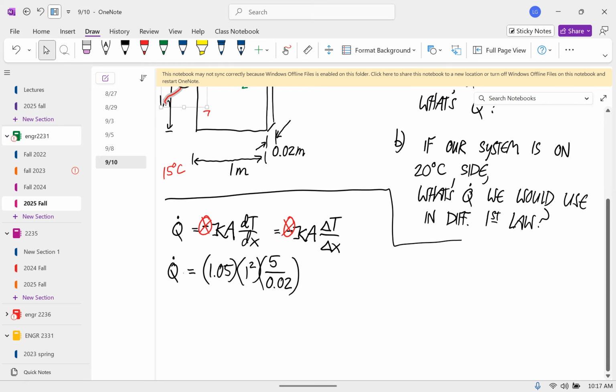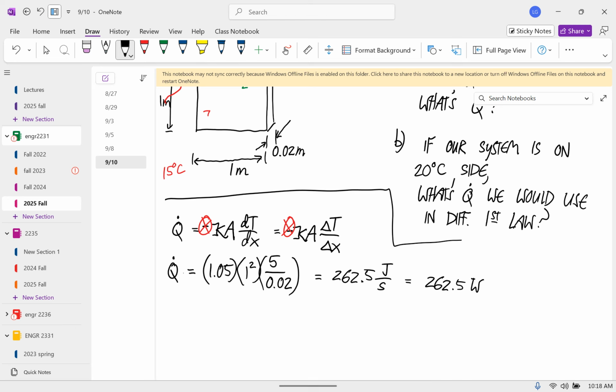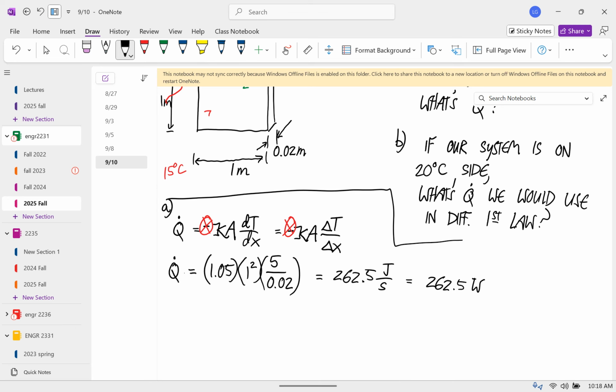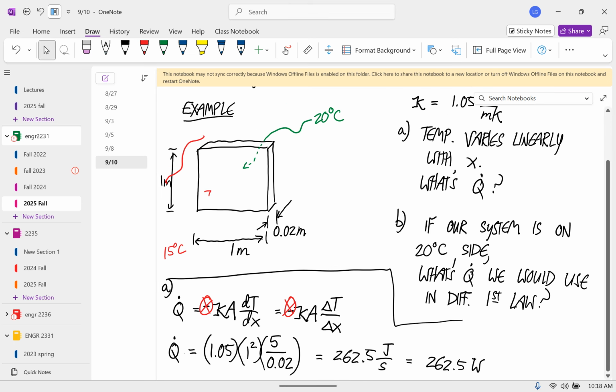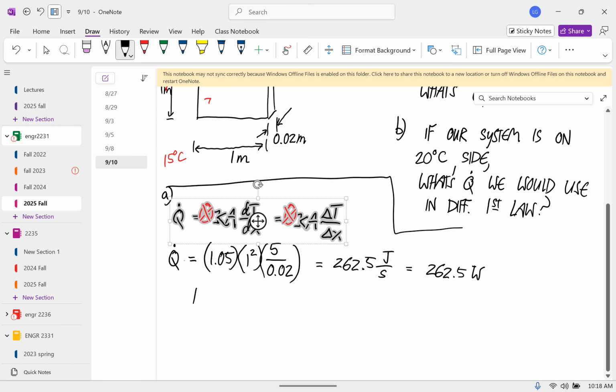Okay, and so if you do this calculation, you get, I think, 262.5 joules per second, which is 262.5 watts. So that's how much energy is transferring. And what direction is it going? Is it going out of the page or into the page? Out of the page. It's going out of the page because it's always going from high temperature to low.